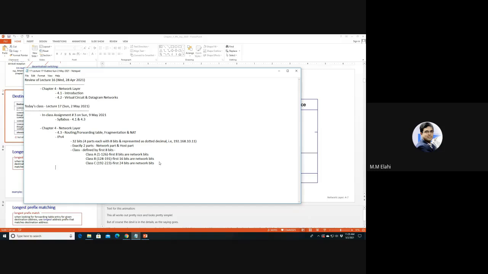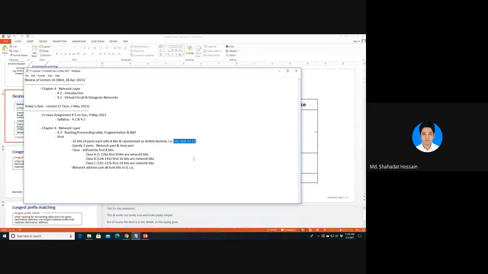Now, we need to know another thing, that is the network address for routing. Why network address? Because, okay, how do we get the network address? Set all host bits to 0. If you see one example in the previous case, this is what? Which class?